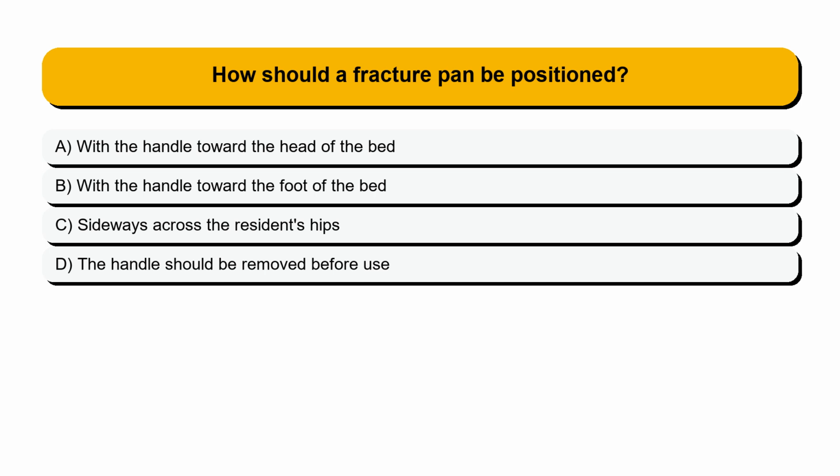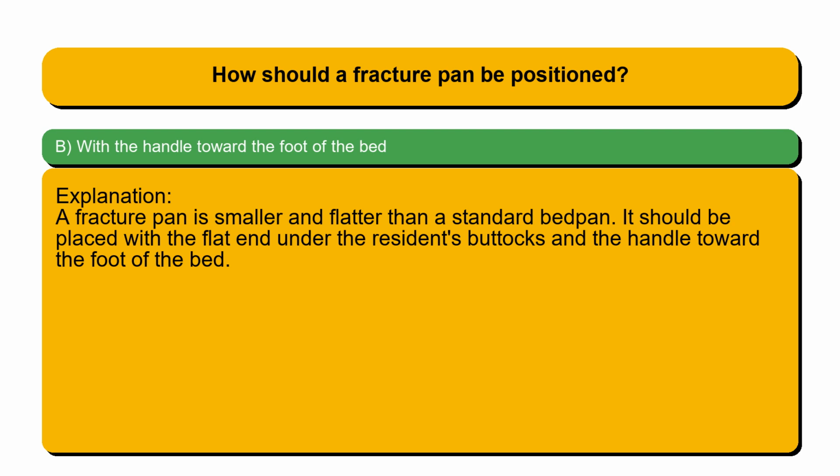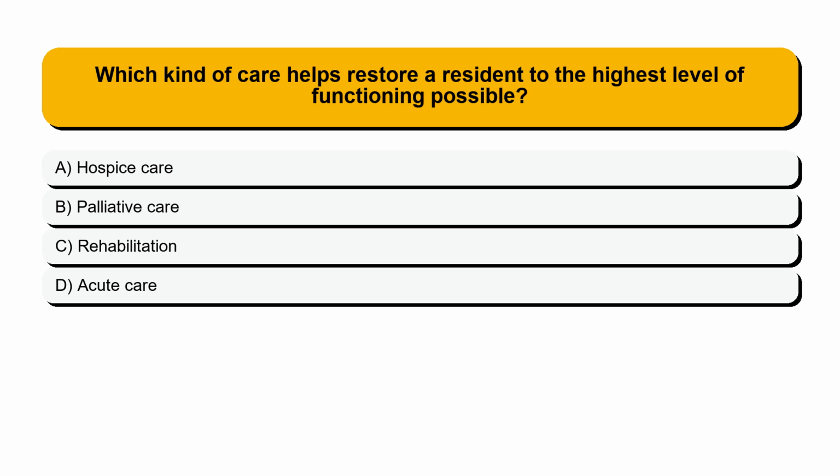Question 69. How should a fracture pan be positioned? Option A, with the handle toward the head of the bed. Option B, with the handle toward the foot of the bed. Option C, sideways across the resident's hips. Option D, the handle should be removed before use. The correct answer is option B, with the handle toward the foot of the bed. A fracture pan is smaller and flatter than a standard bedpan. It should be placed with the flat end under the resident's buttocks and the handle toward the foot of the bed.